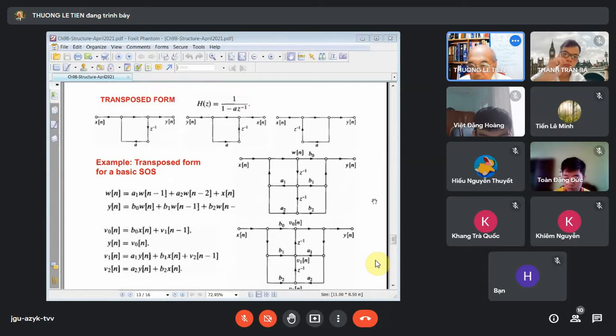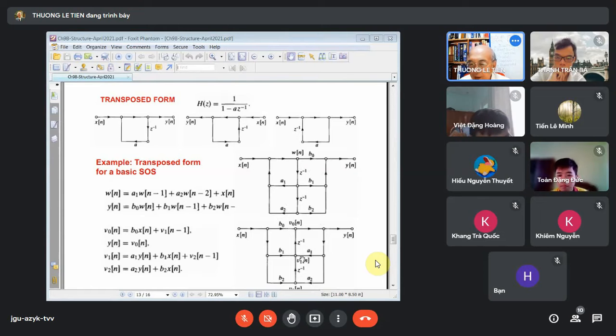Just a rule. If we want to sketch the transpose form of the system, we can base on the direct form tool. We swap the right hand side circuit and the left hand side circuit. We interchange. Take this one to the left, take this one to the right hand side. Then we have a transpose form.